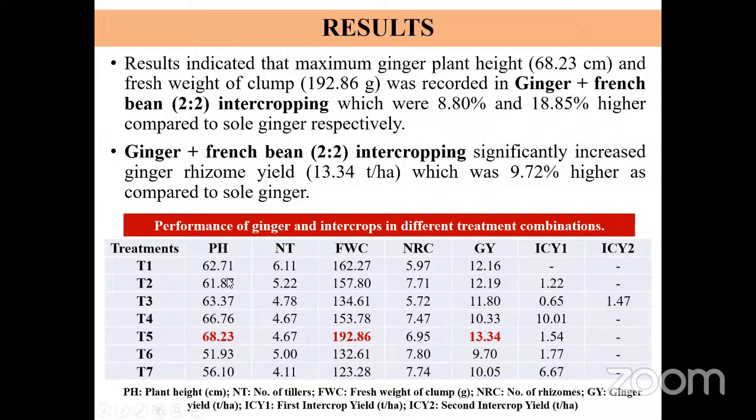As we see from the table, it presents the plant height, number of tillers, fresh weight of clump, number of rhizomes, ginger yield, first intercrop yield, and second intercrop yield, in which treatment number 5 gives significantly higher results.